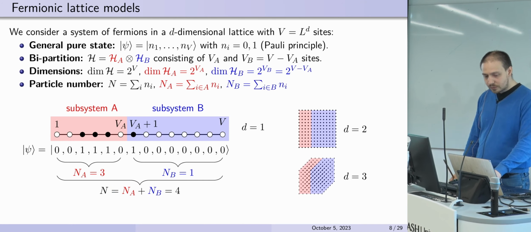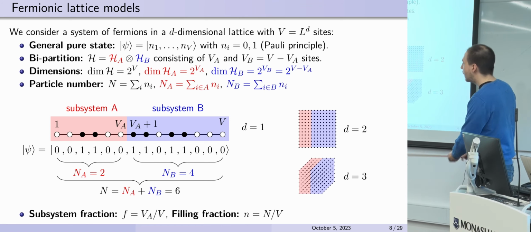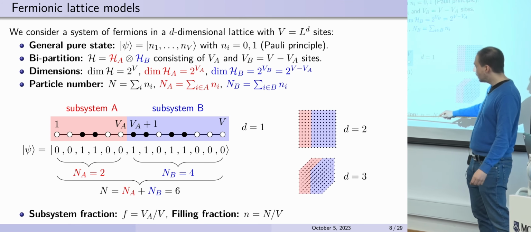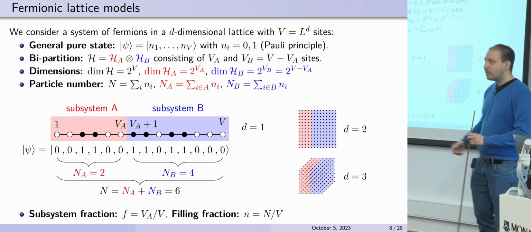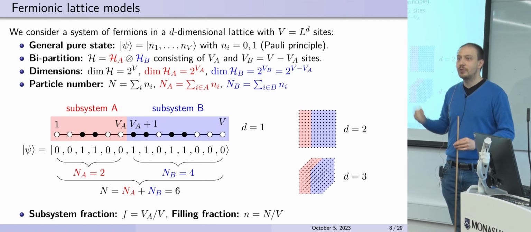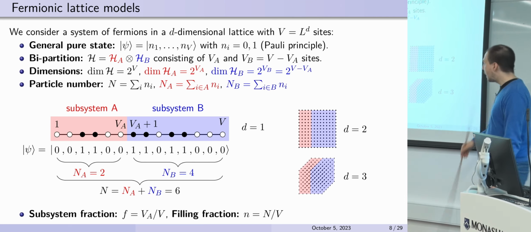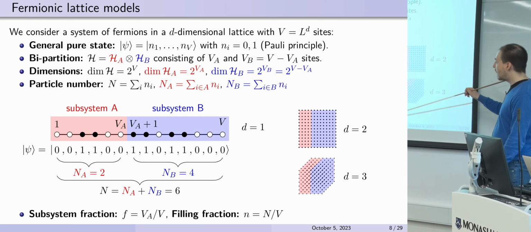And we can now introduce two real numbers between 0 and 1 that we will use to characterize classes of states, namely, or characterize the entanglement entropy. Namely, we can define the subsystem fraction, which is VA divided by V, which is essentially the x-axis in these plots that I showed you. Now, what fraction of the total system do I look at when I compute the entanglement entropy? And the second quantity is something new. That is now the filling fraction for states with a fixed particle number, where I divide the total number of particles by the number of sites, which due to Pauli exclusion will be a number between 0 and 1.